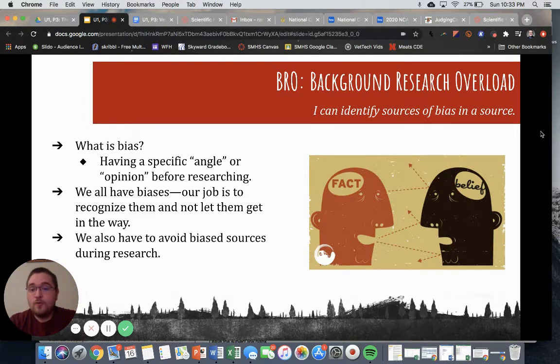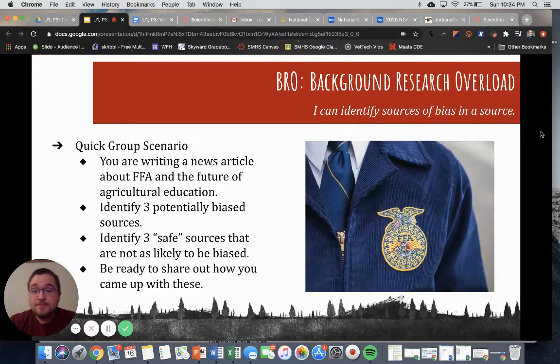And we also have to avoid bias sources during our research. So we're going to go ahead and look at some examples of that on our case study. If we were in class, we would be doing this as a group, but we'll kind of talk through it together here. So you're writing a news release about FFA and the future of ag education. Identify 3 potentially biased sources, and identify 3 safe sources that are not likely to be biased. Be ready to share out what you came up with. So a couple of examples, go ahead and pause real quick.